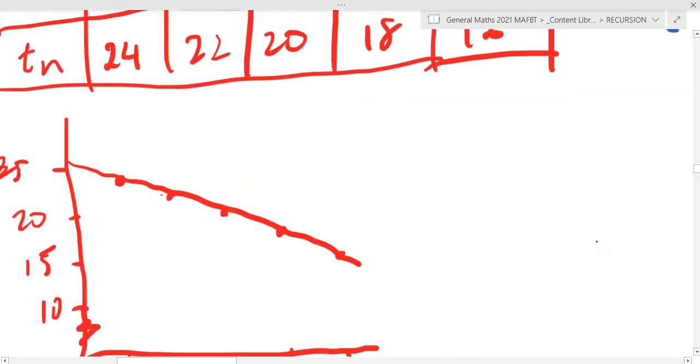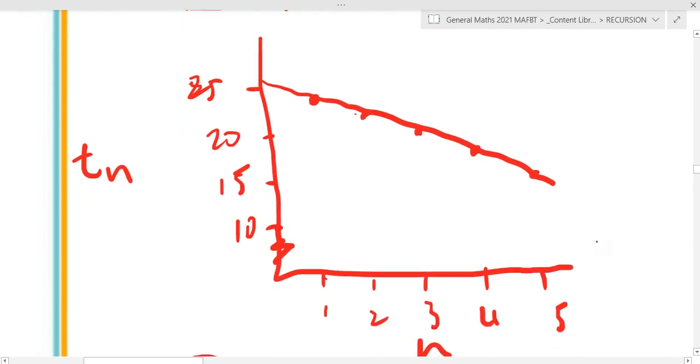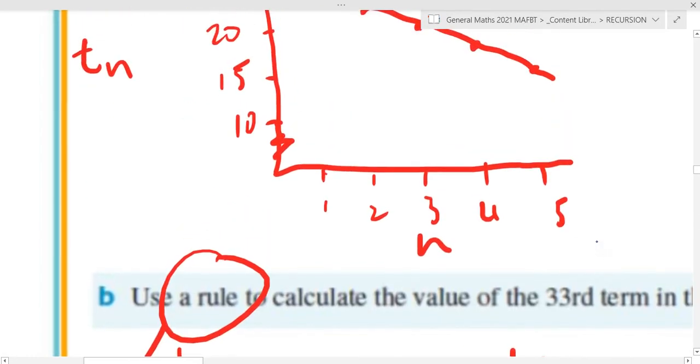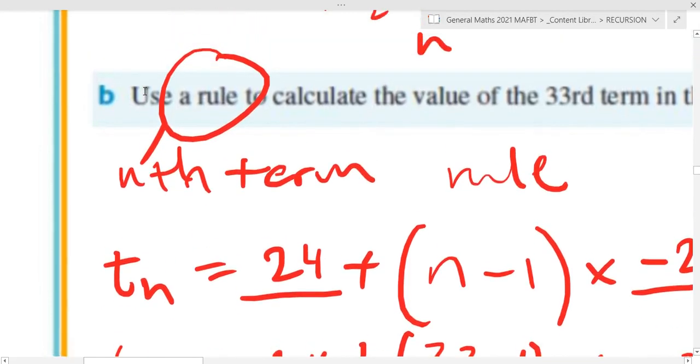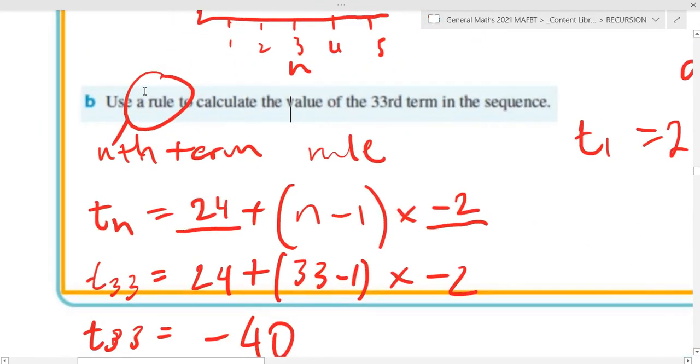And then graphing that is pretty straightforward. I think most people understood the graphing side of it. Just make sure you put n on the x-axis, and then you put Tn on the y-axis. And then as you can see here, part B is when you use the nth term rule to find any high number term.